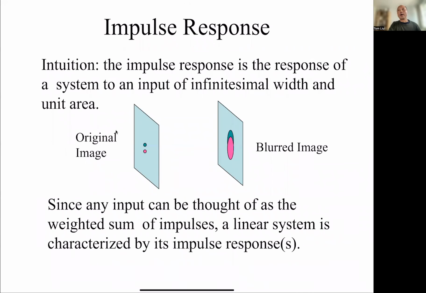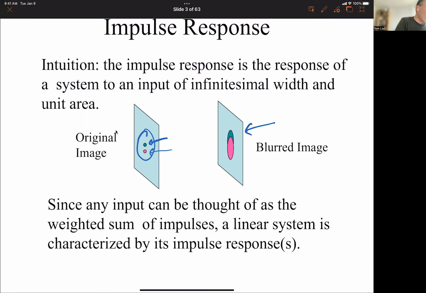Okay, so impulse response, as discussed in class, is basically the response of the system to an input of infinitesimal width and unit area. So for example, on this plot here, we have two little impulses, okay? And you can imagine those are little dots that you might want to image. And then the images you get are over here. So these are the blurred images that you would get.